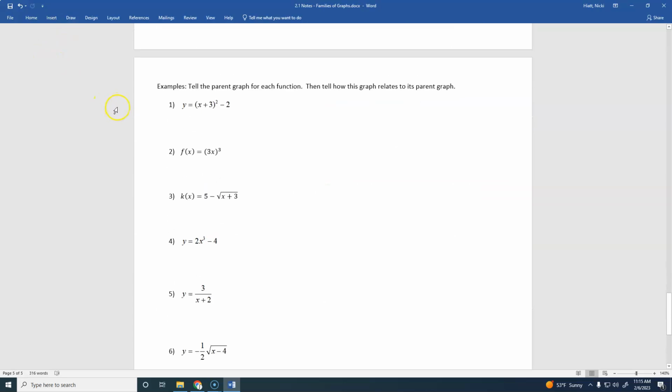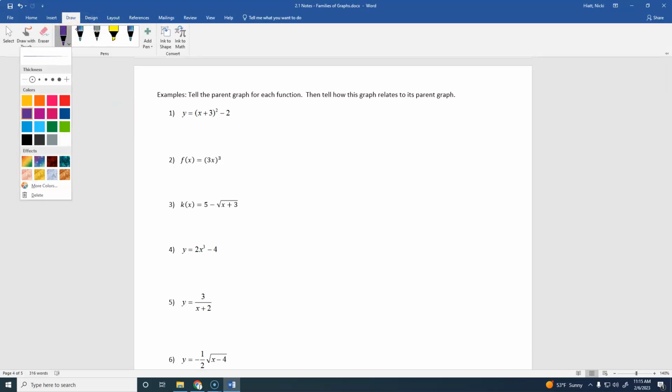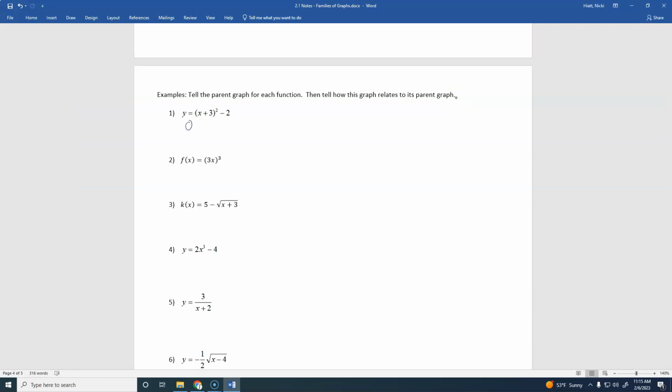All right, so we're going to run through these examples real quick and look at what we have, and then hopefully we'll have time to get started on your assignment. So we've got to tell the parent graph and then tell how it relates to the parent graph and the transformations that have happened. So, for example, on this first one, we've got a quadratic.